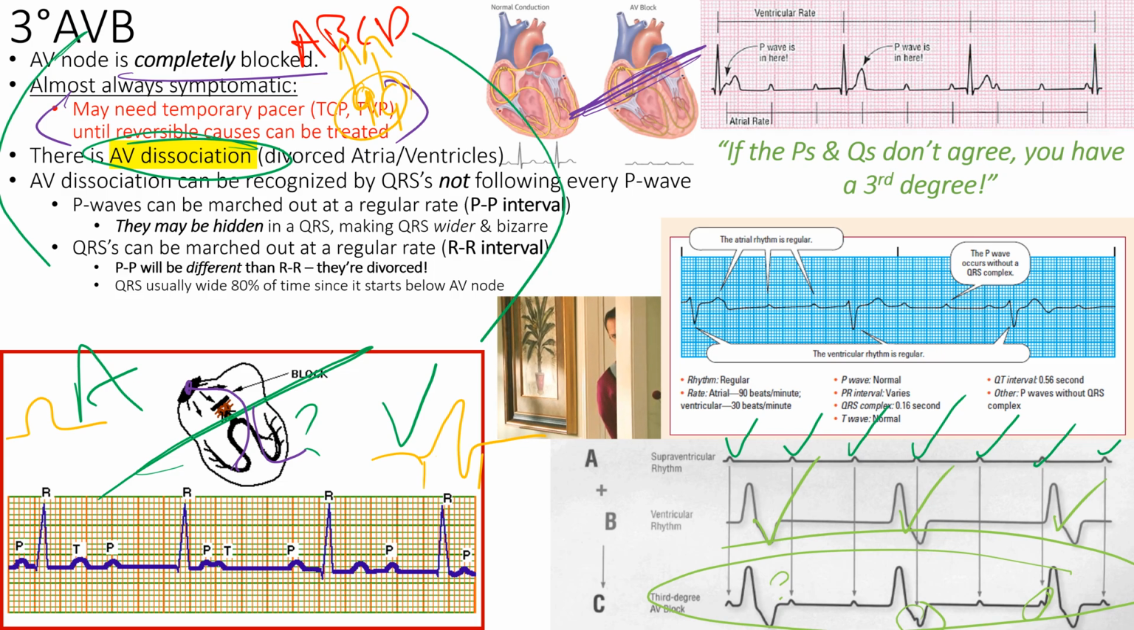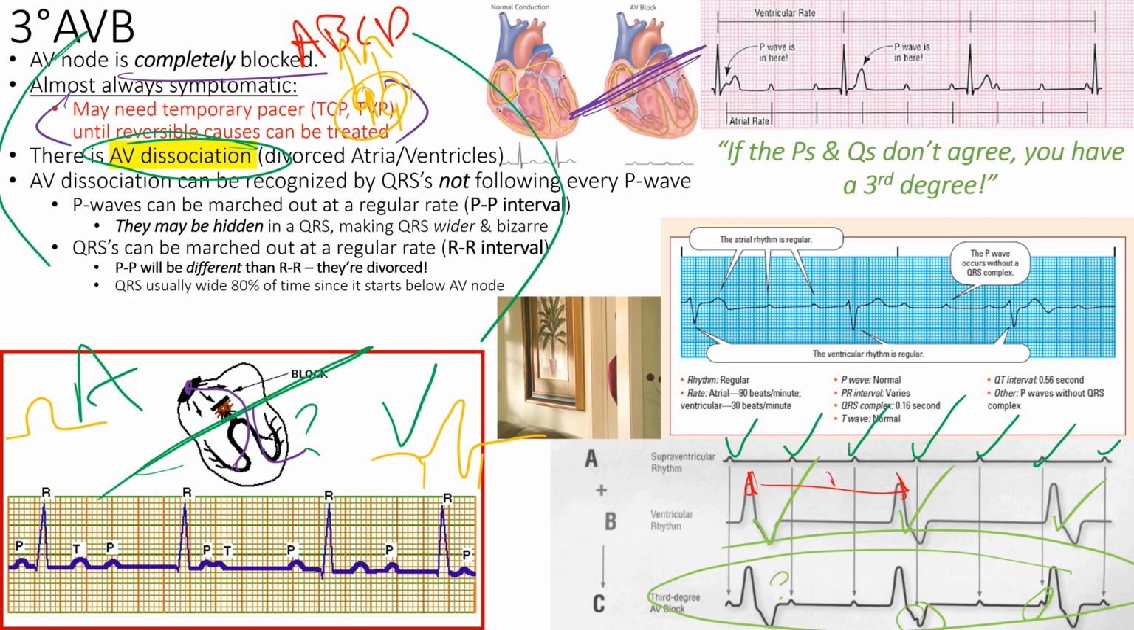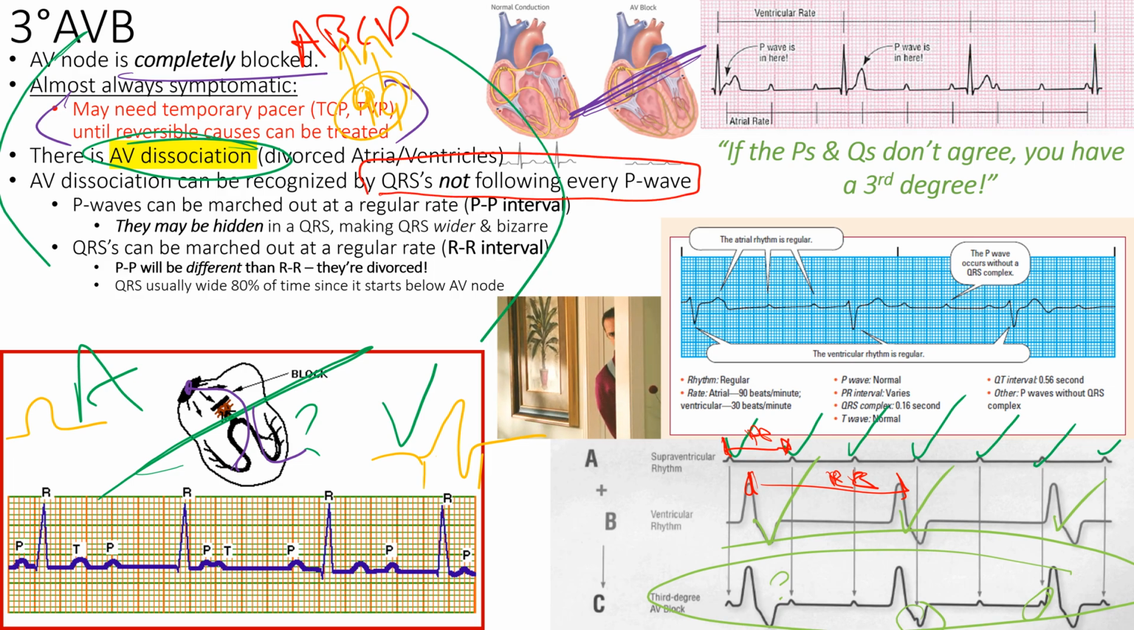So technically, your P to P interval and your R to R interval are different. Because what's the R to R interval? R to R is your heart rate, but technically it's your QRSs, right? And your P to P interval over here is going to be different as well. That's another trick to figure out if they have a third degree AV block or not, right? So there's not a QRS following every P wave. That's how you know they are disassociated, right? You can march them out.